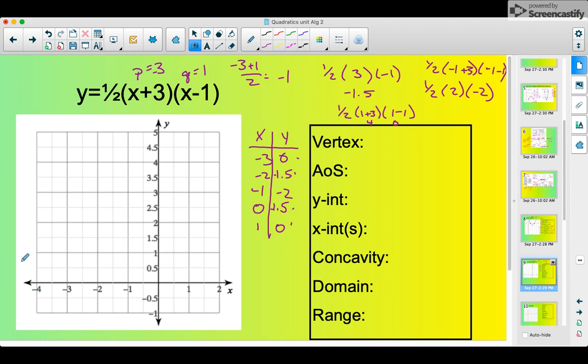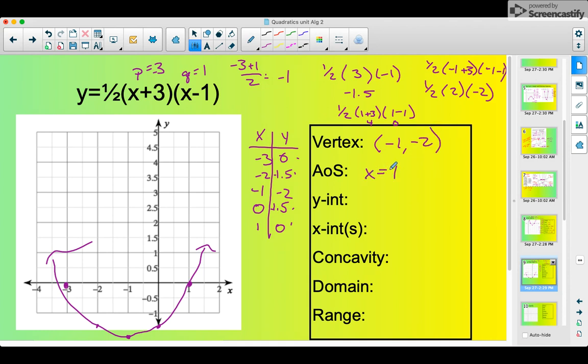So again, this one goes off the graph, that's fine. So -1, -2 would be like down here-ish. 0 would be at 1.5 and 1.5, 1, 0, and -3, 0. So I end up with about that. Okay. Vertex, right from the middle of our table, is -1, -2.